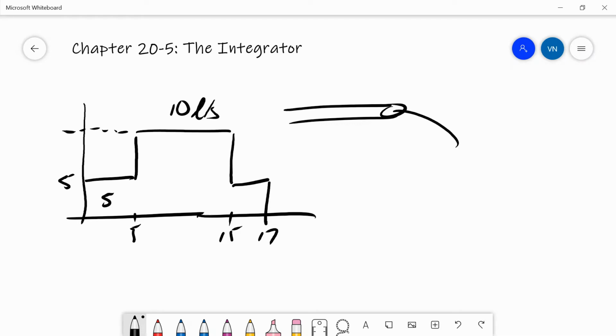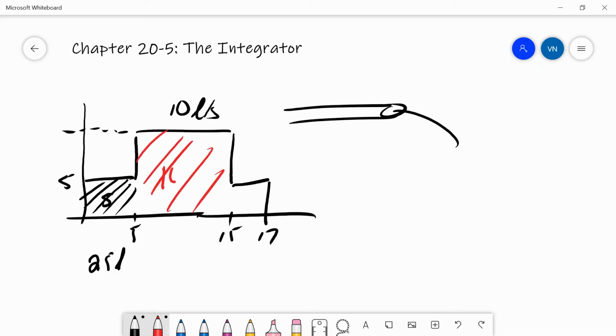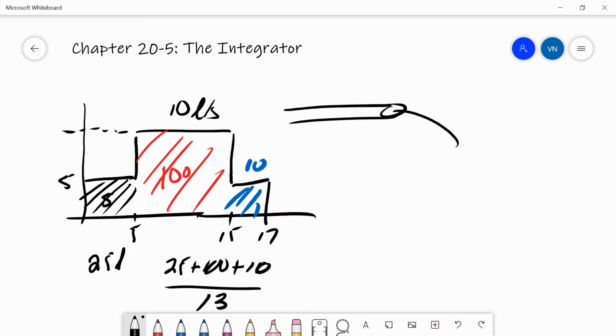Well, integration is finding the area under the curve. So 5 liters for 5 seconds, that's 25 liters. 10 liters per second for 10 seconds, so this area represents 100 liters. So we're at 125. And then this region here, another 5 liters for 2 seconds would be another 10 liters. So the total area under the curve would be 25 plus 100 plus 10. So 135 liters. And how would we do that?